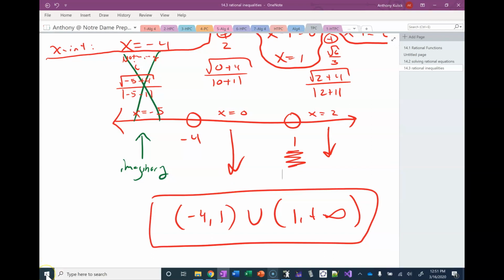Okay, and that's it. So the homework for this section would be like 35 to 57. Yikes.